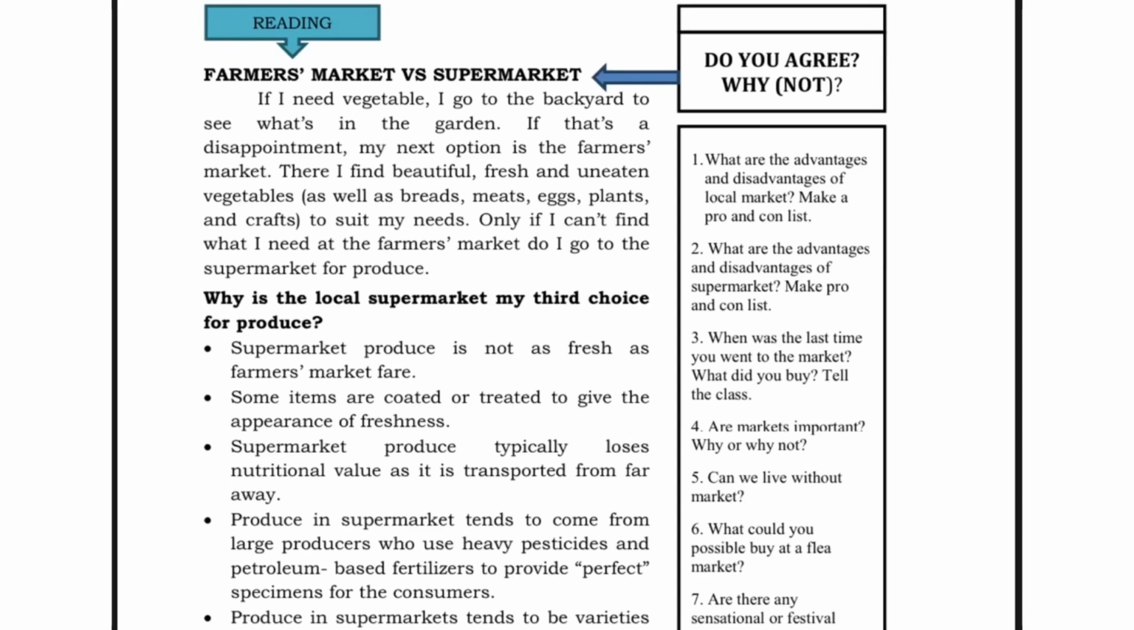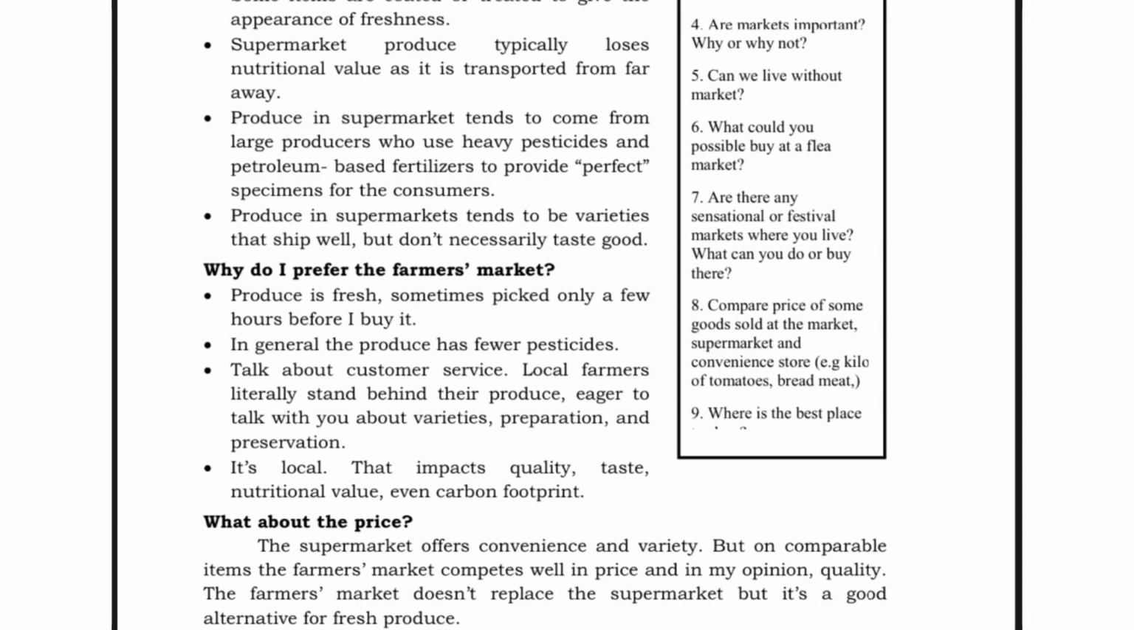Produce in supermarkets tends to come from large producers who use heavy pesticides and petroleum-based fertilizer to provide perfect specimens for the consumers. Produce in supermarkets tends to be varieties that ship well but don't necessarily taste good.